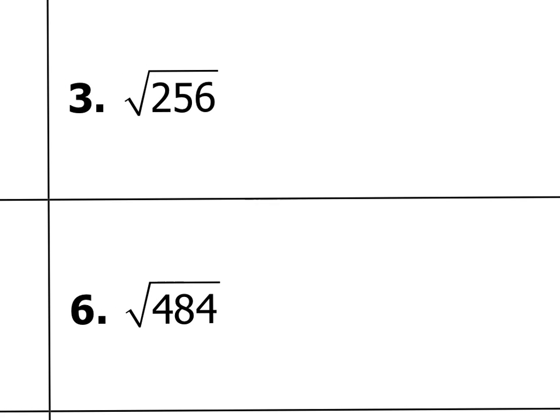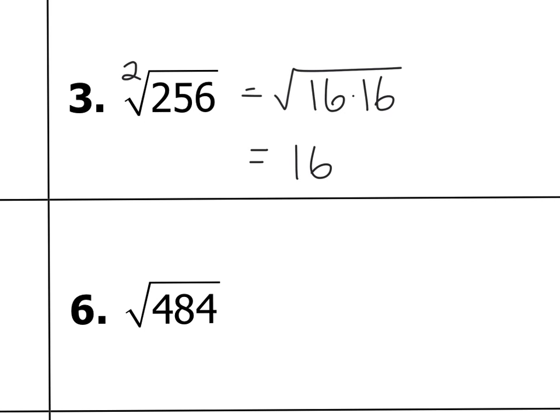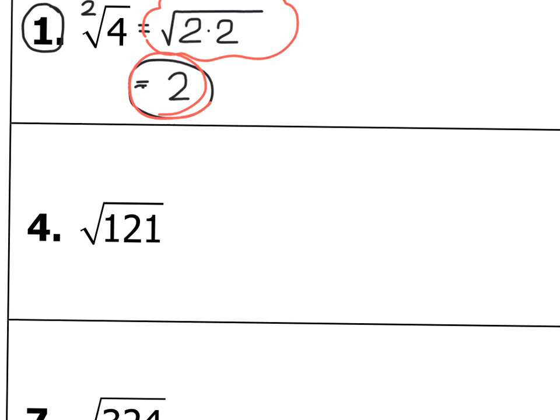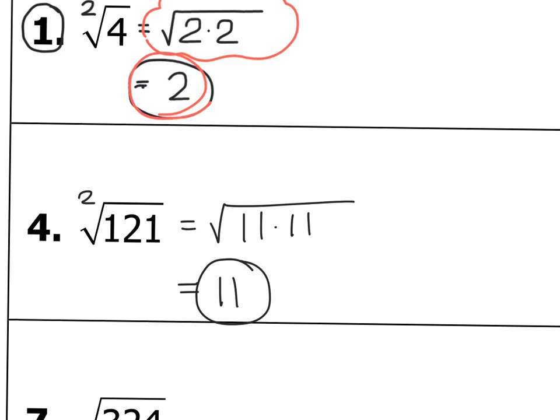What number multiplied by itself 2 times is going to be 256? That would be 16. 16 times 16 is 256. So the square root of 256 is 16. What about the square root of 121? What number multiplied by itself 2 times gives us 121? That would be 11. So the square root of 121 is 11.